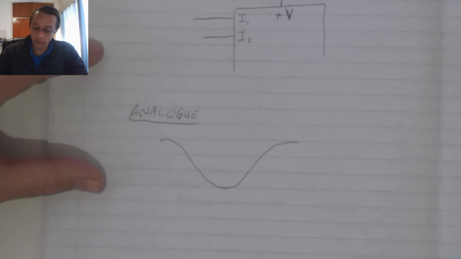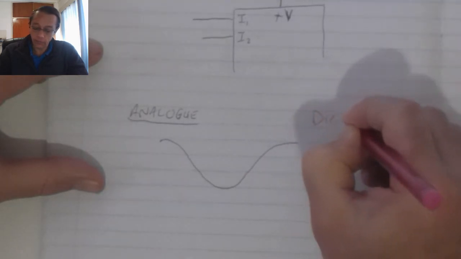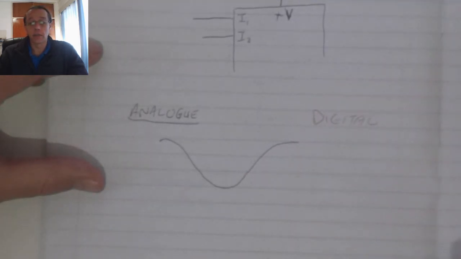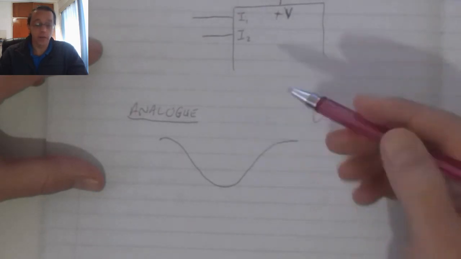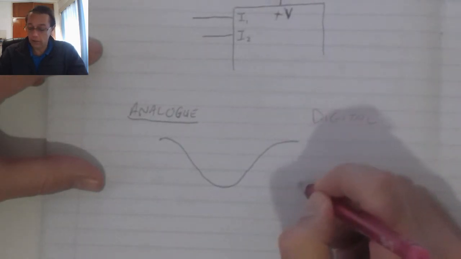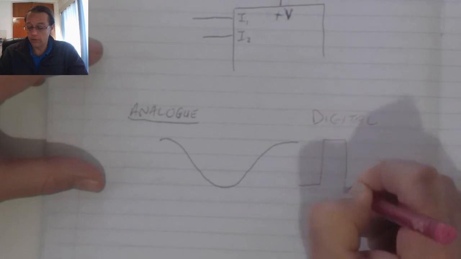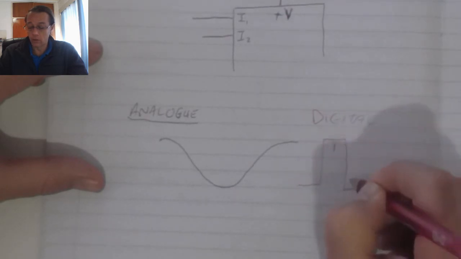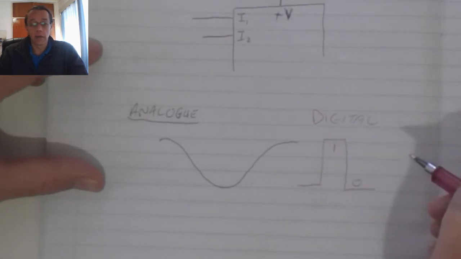Digital, on the other hand, is like a switch. Switch is open or switch is closed. There is no in between. So in a digital sense, we will have an on or an off.